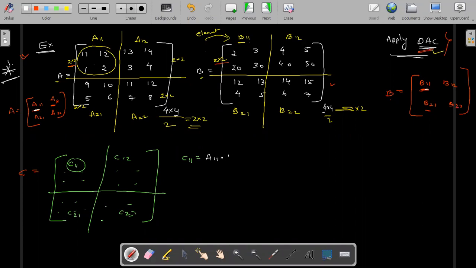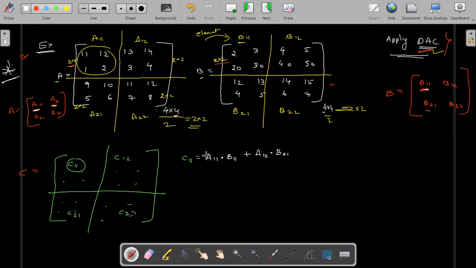Into B11. Okay? Plus A12. See here, this one. A12 into B21. Sorry, B21.